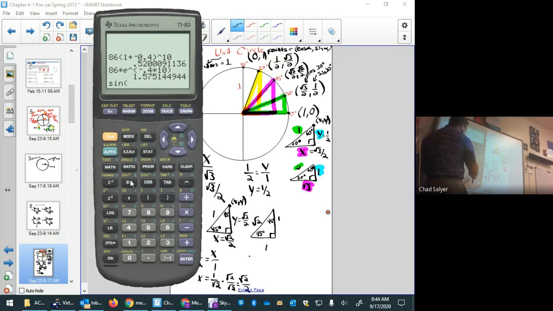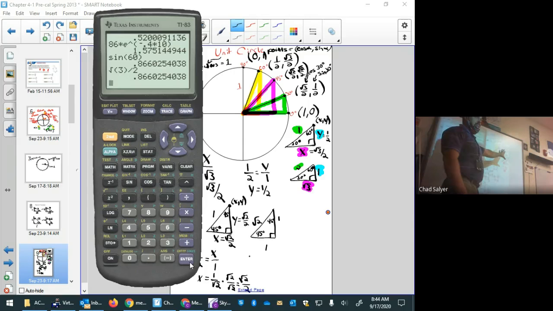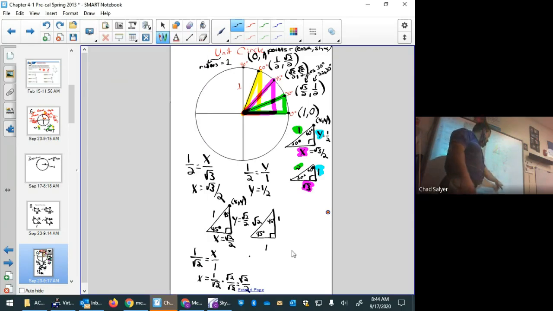So if I were to put in sine of 60 degrees, it would tell me that's 0.866, but that's not the exact value. To know the exact value, I need the unit circle. This is a decimal approximation. I know it is the square root of 3 divided by 2. See how this is superior to any calculator. The human mind is the greatest calculator.